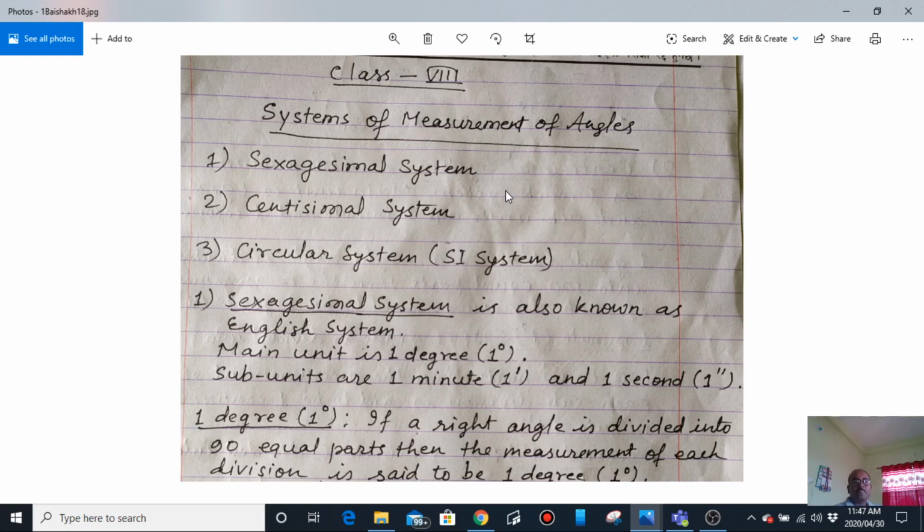So there are three systems. Number one is the sexagesimal system of measurement. Number two, the centesimal system of measurement. And the third one is the circular system. This is also called the SI system. This is used for scientific purposes. Today I am going to explain each system in detail one by one.